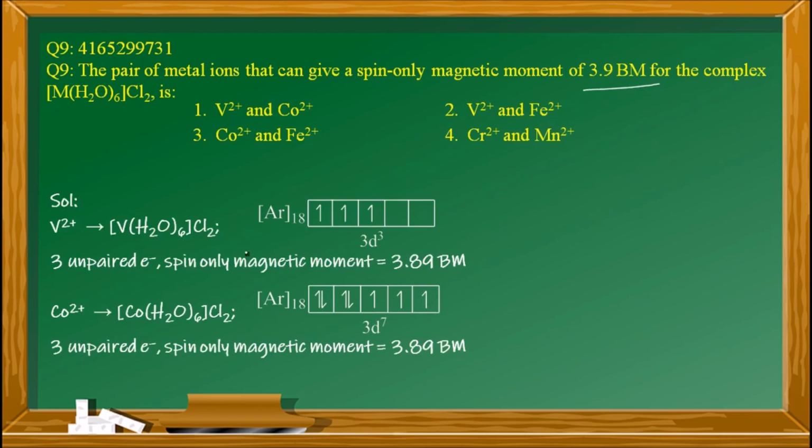Vanadium 2 plus. So if you write like this, how many electrons are going to be unpaired? Yes, 3 electrons. That means its spin-only magnetic moment will be 3.89. If you take cobalt 2 plus, yes, how many is it going to have? Yes, this also is going to have 3 unpaired electrons. That means 3.89 Bohr magneton. So the option which is having vanadium and cobalt 2 plus is the correct option, friends. So the option number 1 is the correct option, friends.